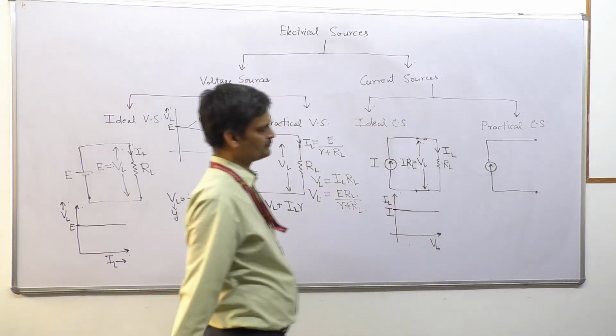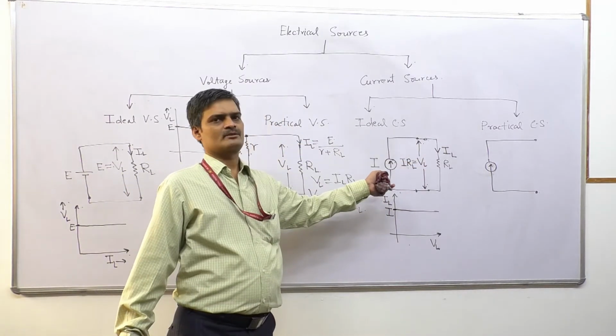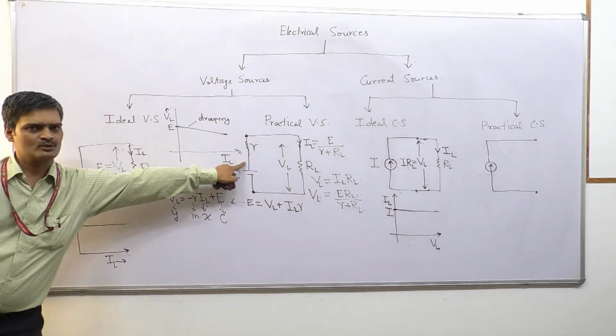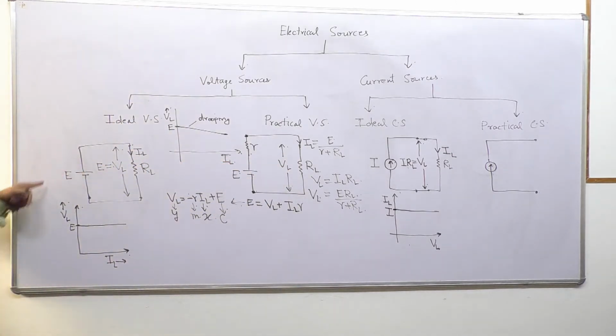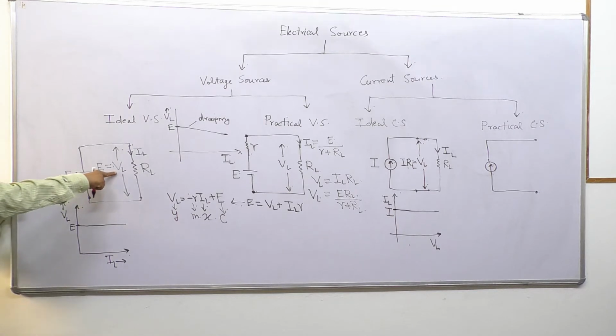So how do we derive the practical current source from an ideal current source? How did we derive a practical voltage source with the help of an ideal voltage source? Since the term ideal means the value of load voltage is going to remain constant at the value of the source, which means there is no loss in the voltage.